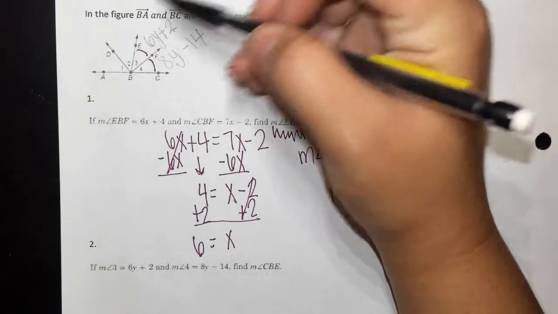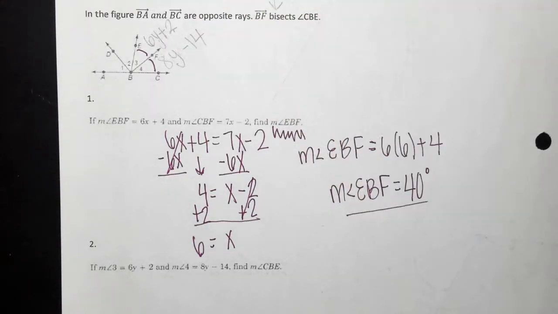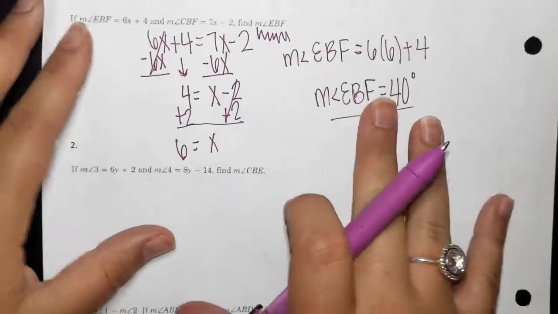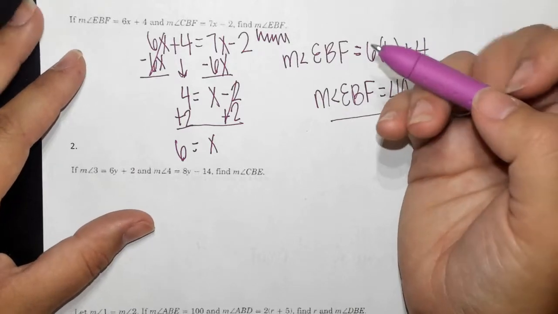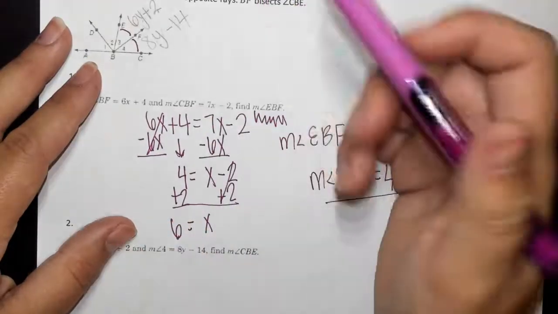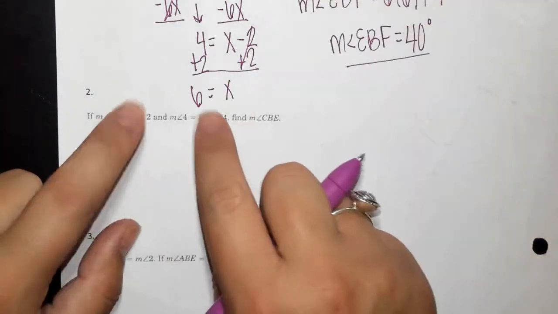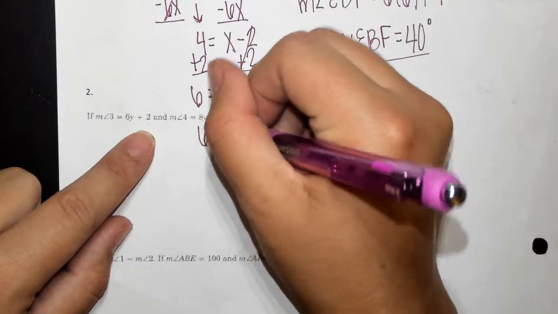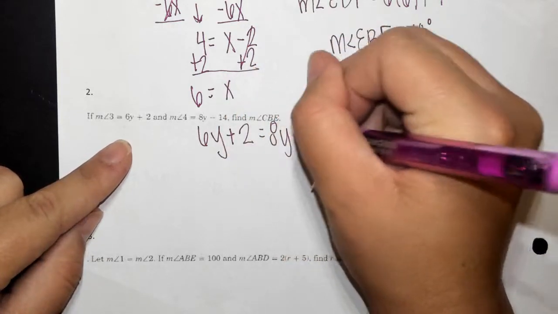Brayden, how do I solve for y if these two are congruent? What do we do in number 1? Somebody help them out. What do we do? Set them equal to each other because they're congruent. Angle 3 is equal to angle 4, so just set these equal to each other. 6y plus 2 is equal to 8y minus 14.